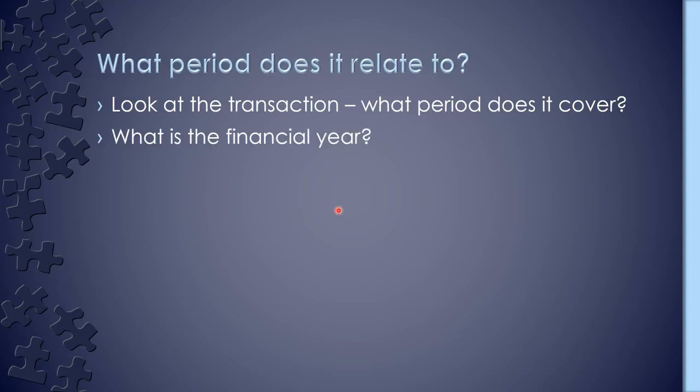Next, what financial year? What are the dates of your financial year? Not every company works on the same financial year. It might be January to December. It could be April to March. So have a look. What does the question say about the financial year? Because that will ultimately tell you, when you're preparing your accruals and prepayments at that year end, just how many months you need to be accruing for or prepaying for.